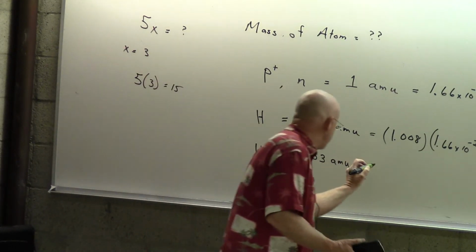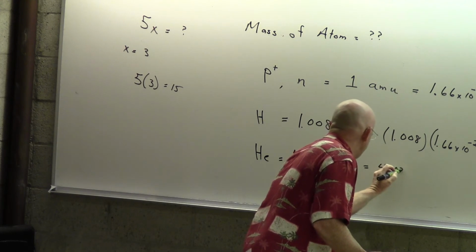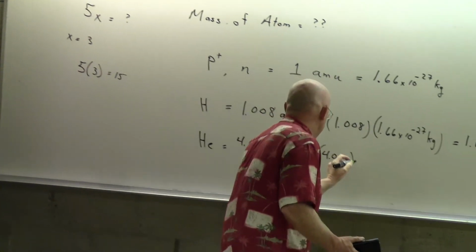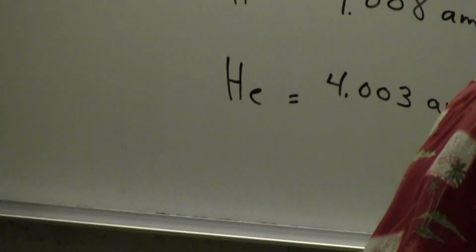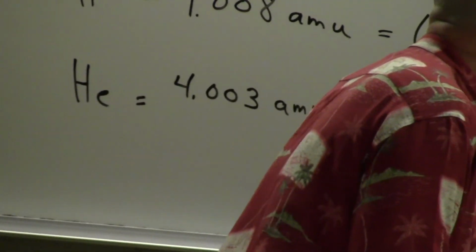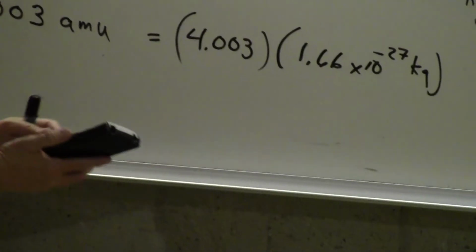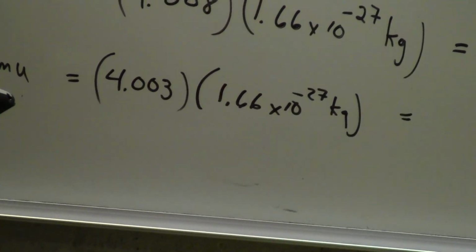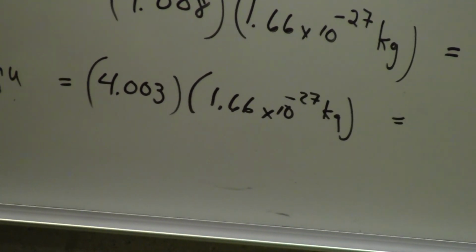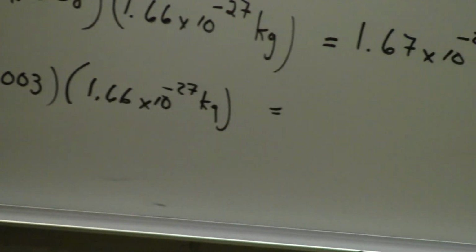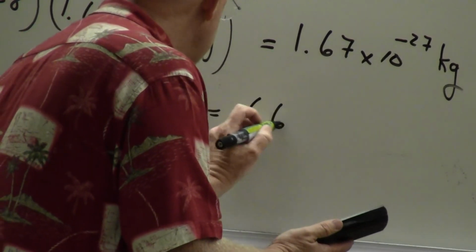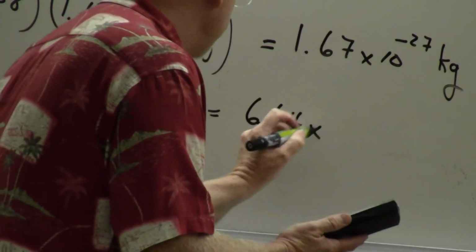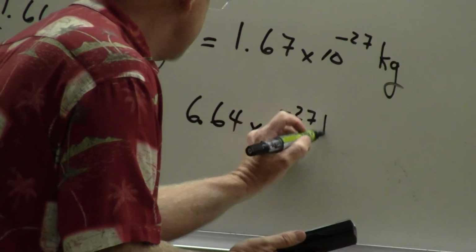Same thing here. I would go 4.003, and then to do my unit conversion, 1.66 times 10 to the negative 27 kilograms. And so grabbing my calculator here, 4.003 times 1.66 times 10 to the negative 27, I come up with 6.64 times 10 to the negative 27 kilograms.